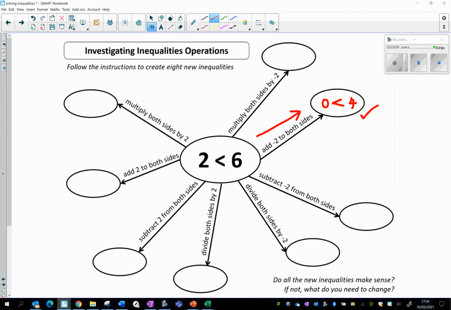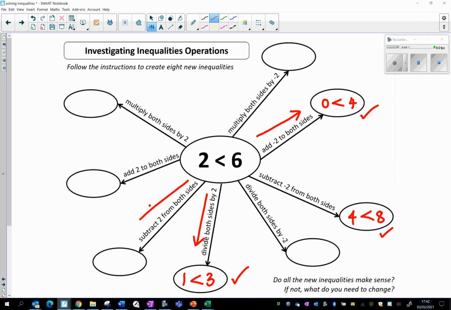Okay, subtract -2 from both sides. Well, subtracting -2, that's minus -2. That's the same as adding 2 to both sides. Well, 2 plus 2 on the left, we get 4. And on the right, we get 6 plus 2, which is 8. Is the inequality still true? Yes, it is. Okay, let's have a go at dividing both sides by 2. So that's this one down here. 2 divided by 2 is 1. 6 divided by 2 is 3. The inequality is still true.